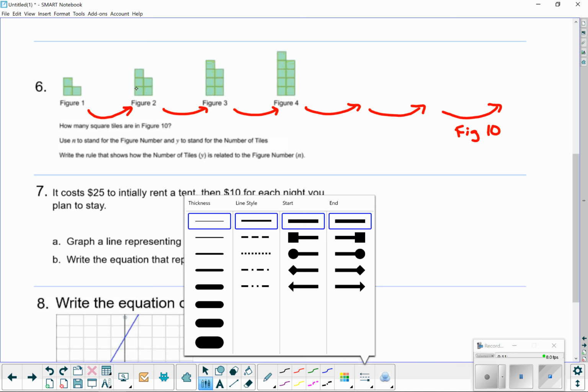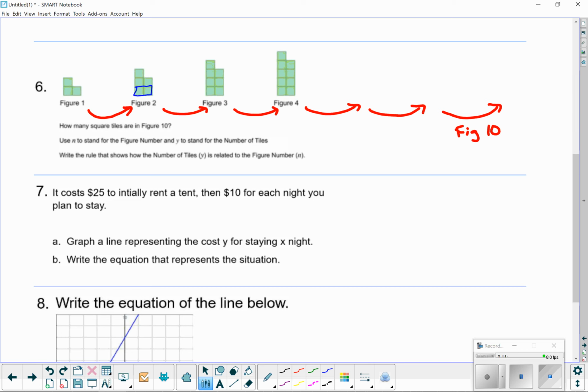So from figure 1 to figure 2, you're adding 2 blocks. Figure 2 to figure 3, you're adding 2 more. Figure 3 to figure 4, you're adding 2. So you can keep adding until you get to figure 10, or you can write an equation. And that's what the second line says: use n to stand for the figure number and y to stand for the number of tiles. We know that we're adding 2 each time. And write the rule that shows how the number of tiles is related to the figure number. So we do know that we're adding 2 each time, so that is the pattern.